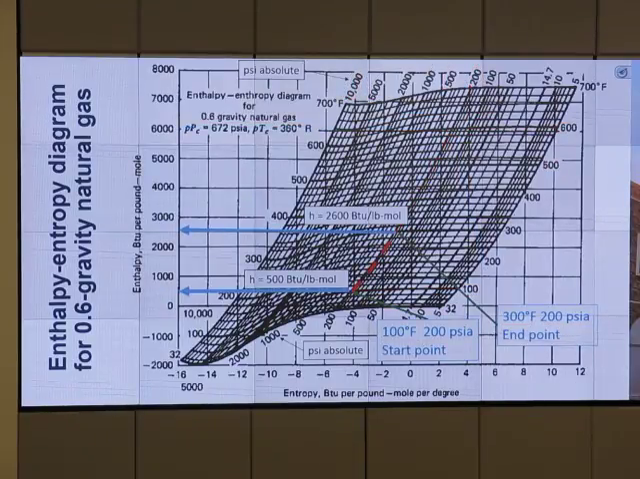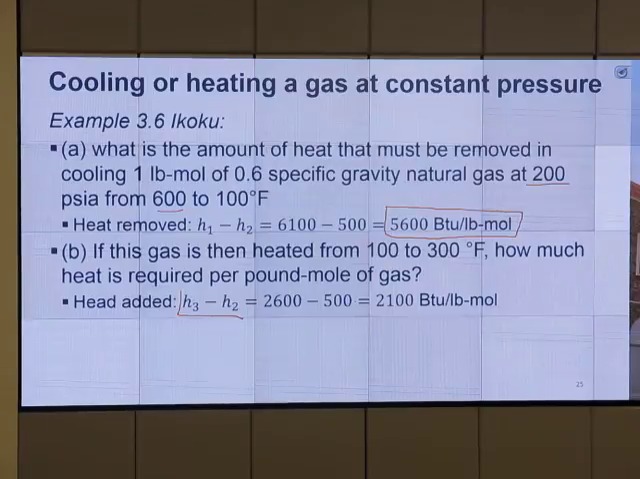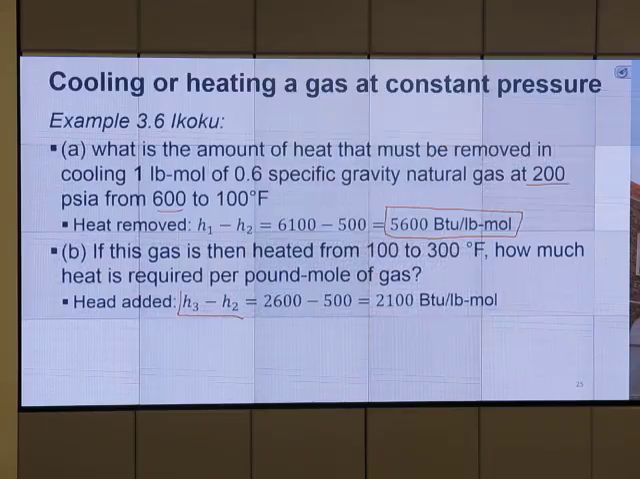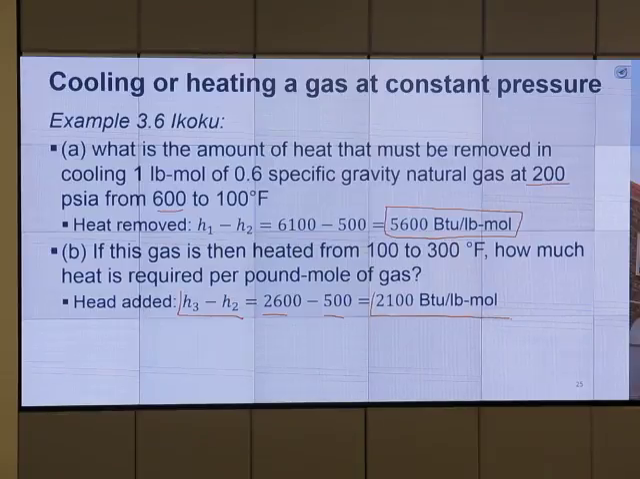So when we go from 100 to 300 F, I go up with the constant pressure line, right? Constant pressure is that red dashed line. I go up and I stop where I reach my final temperature target, which is 300. I stop over there, and then I read my small h value from the left side. So I get 2,600 minus 500. So I get 2,100 BTU per pound mole. So this is heating and cooling at constant pressure. Question.